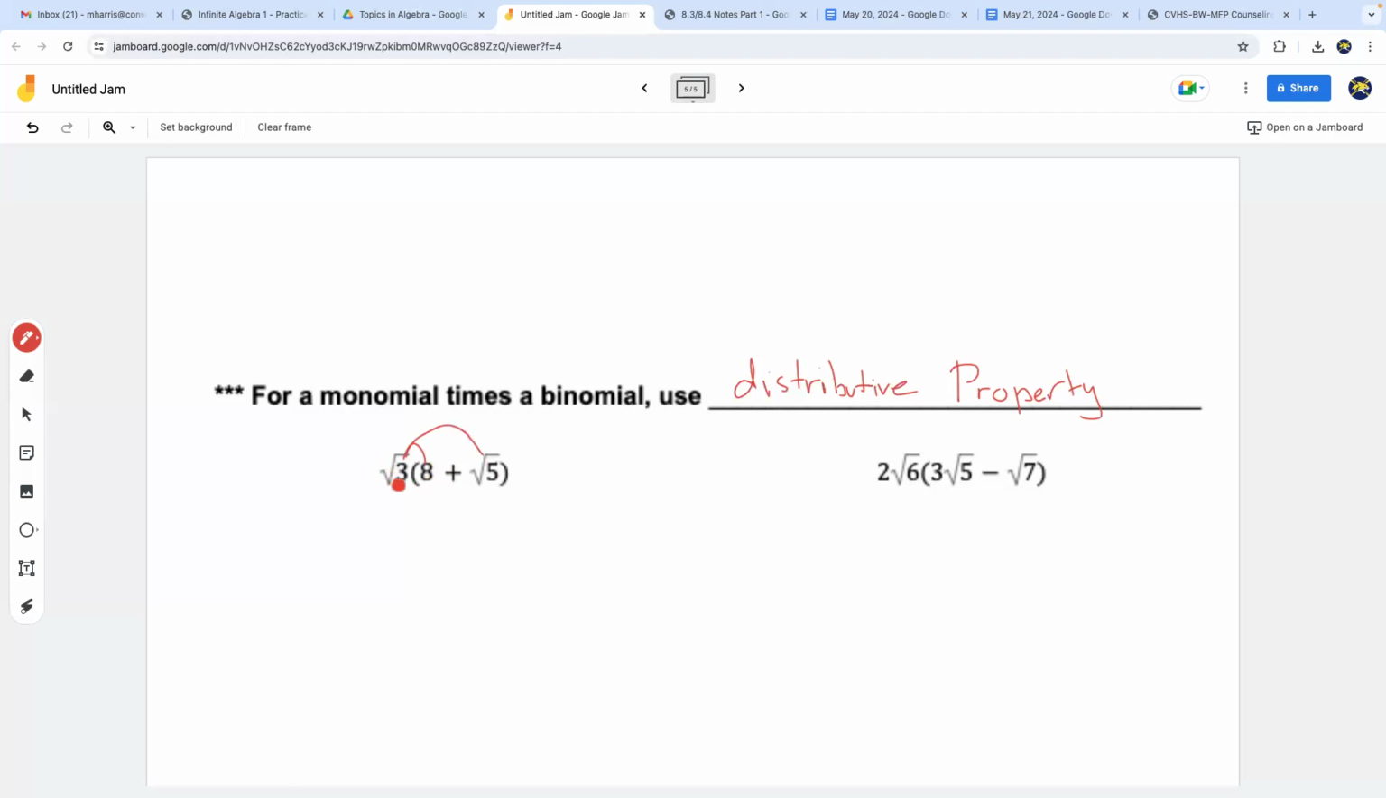Well, the 3 is under the radical. The 8's not under the radical. So I'm not going to take 3 times 8. I'm just going to literally put it as 8 root 3 because that tells me 8 times root 3. Right? Plus, well, 3 and 5 are both under radicals, so I do multiply them together. 3 times 5 is 15. And we're done. Because 15 can't be split up. 1, 15, 5, and 3, none of those are perfect roots. All right? So that one's done.